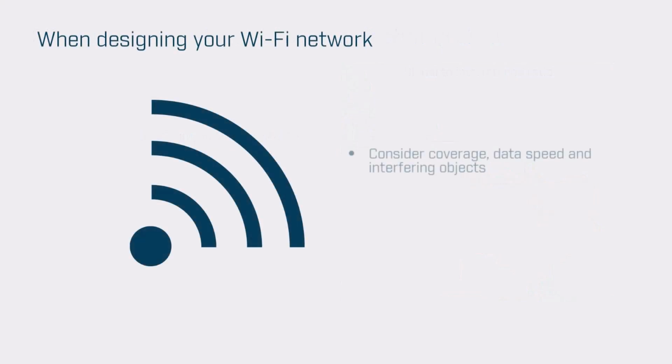To conclude, coverage, data speed, and potentially interfering objects must be taken into consideration when designing your Wi-Fi network. A good way to identify and resolve issues is by conducting both a predictive and on-site survey.